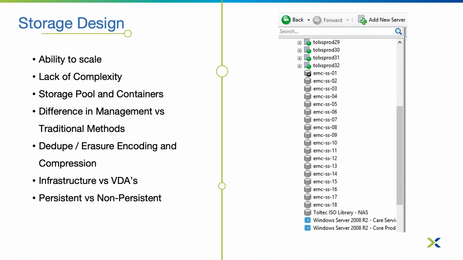The other thing worth mentioning is if you're housing VDAs and infrastructure on the same cluster, you probably want to define different storage containers for each, just so that you get the best out of your storage. And that'd be the same for persistent and non-persistent. And just to clarify, for persistent, you want to use dedupe and compression, and for non-persistent, just compression.